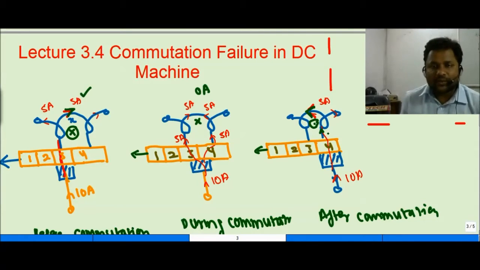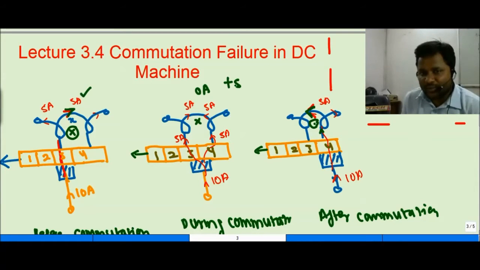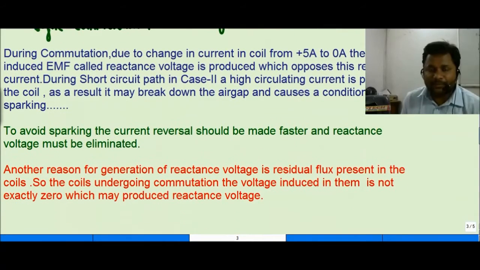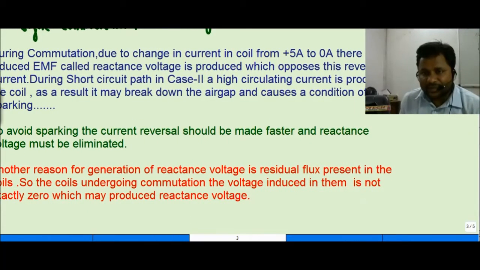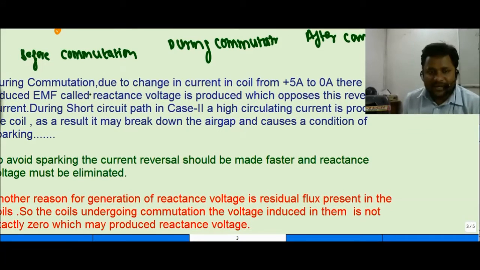Practically, it is not possible to achieve plus 5 ampere to minus 5 ampere easily, because there are some reasons that we have to discuss in this lecture: why the commutation failure occurs and why we are not getting exactly 5 ampere current after the commutation process. We can understand this by three important concepts. During commutation, due to the change in current in the coil from 5 ampere to 0 ampere, a self-induced EMF called reactance voltage is produced, which opposes this reversal of current.